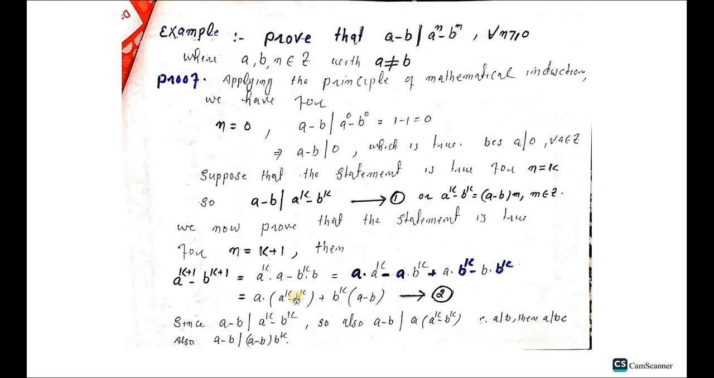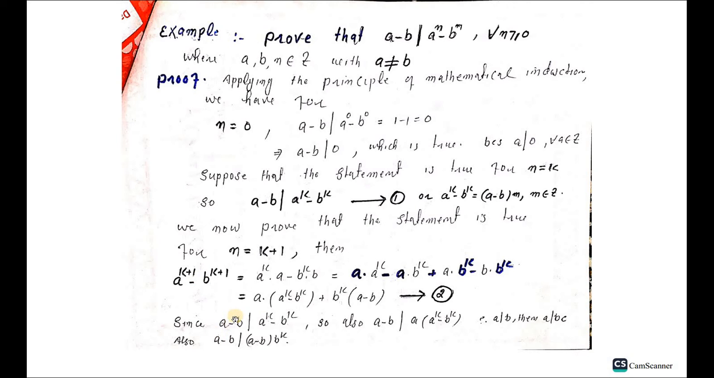So this one is divisible by a minus b. Moreover, this product is divisible by a minus b. Obviously, this a minus b is divisible by a minus b. So also this product is divisible by a minus b. Hence, this expression is divisible by a minus b. It means that this one is divisible by a minus b.